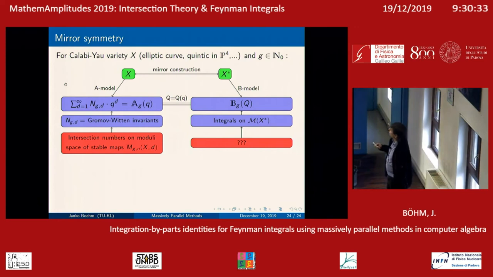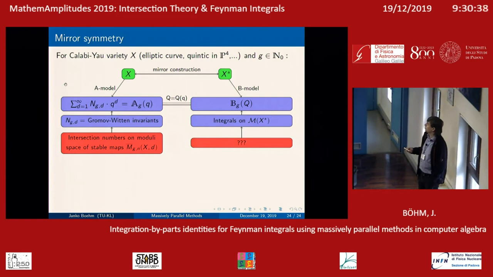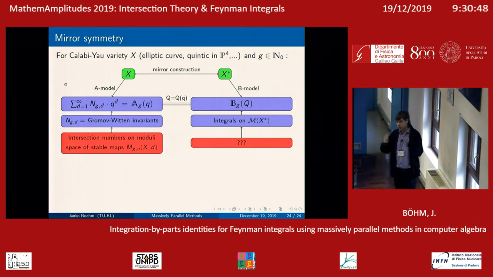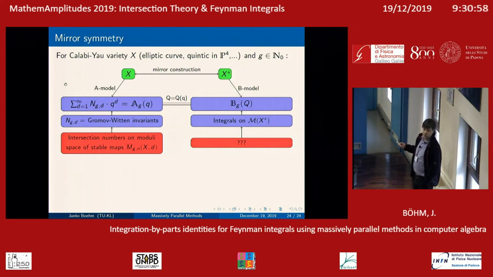And to both of them, you can associate what's called an A and a B model. And the A model are so-called Gromov-Witten invariants, and these are intersection numbers on the moduli space of stable maps of certain genus, with a number of points, of a certain degree. So think of, say, curves in the plane through a given number of points of a certain degree, something like that. But now not in the plane, but in the Calabi-Yau. And the B model arises through Feynman integrals.